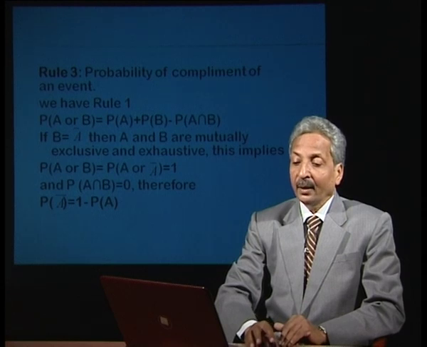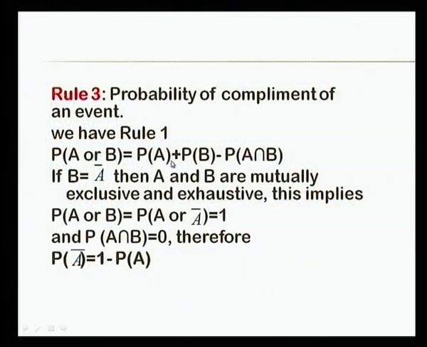Then on the right hand side this remains as it is, but the second part is probability of A bar, and the third component of rule 1 is 0, and this gives me the probability of A bar is equal to 1 minus probability of A.